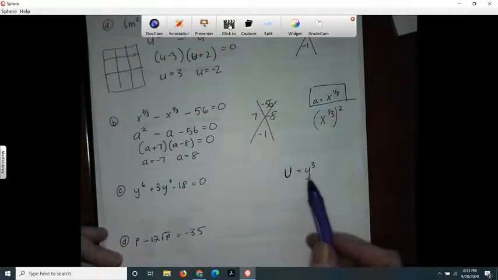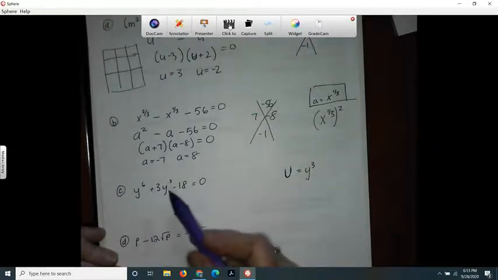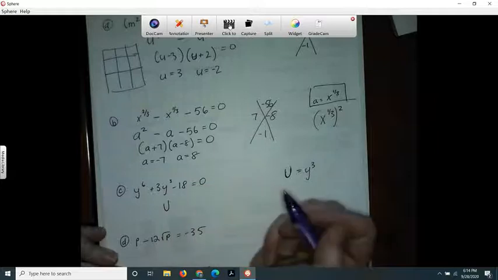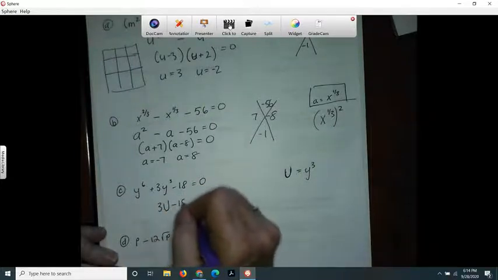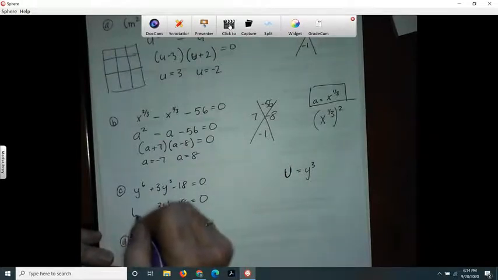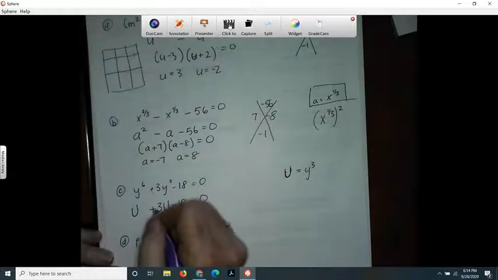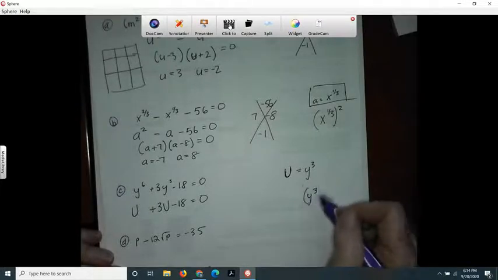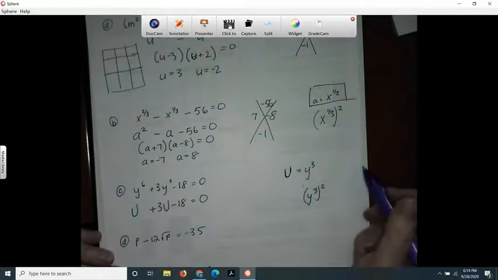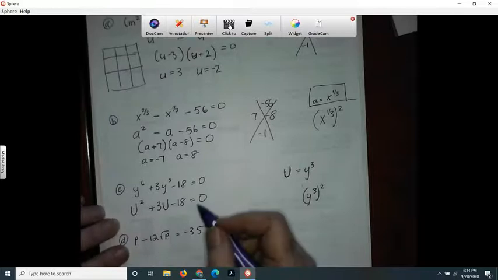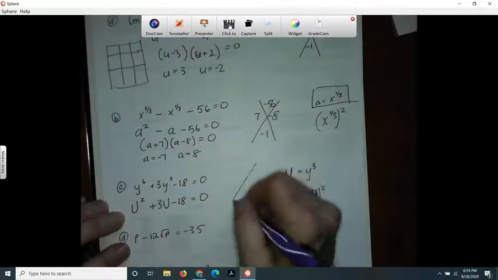Every time I see a y cubed, I'm going to put a u in, even though I only see one right now. Don't worry, it's going to be okay. I'm going to put a u over here because I know somehow one's going to end up there. If I had y cubed and then I squared it, wouldn't that be y to the 6th? So this is actually u squared, and I hope you're starting to get the idea that now I can do a diamond problem on this.